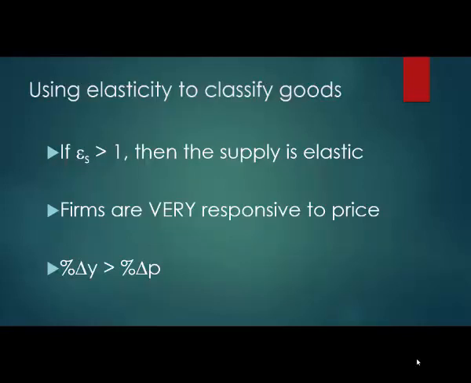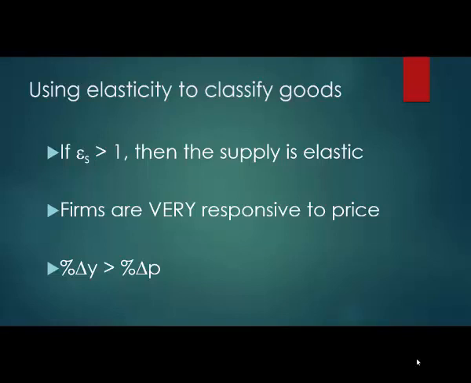Now that number we get gets to be very important for this reason right here. We can use the elasticity as a way of classifying goods and use it to predict how firms are going to behave. If we know the elasticity, we know how firms will respond to a price change. If the elasticity of supply, as in the previous example, is greater than 1, then we say that the supply is elastic. That means that firms are going to be responsive to the price.